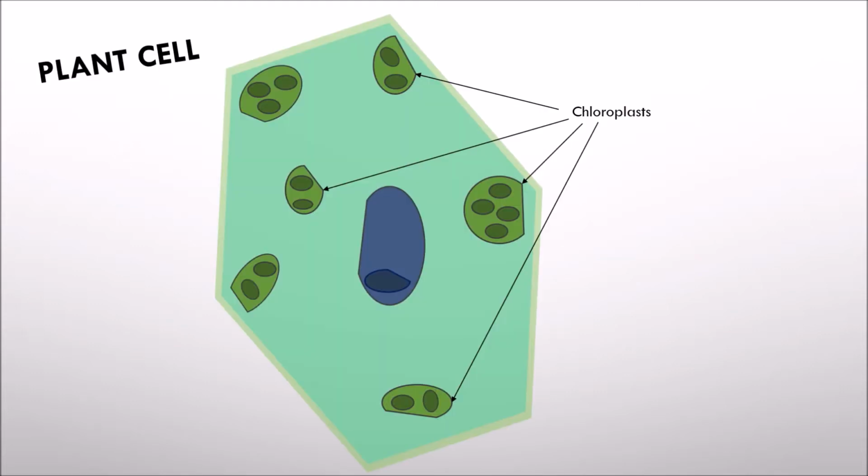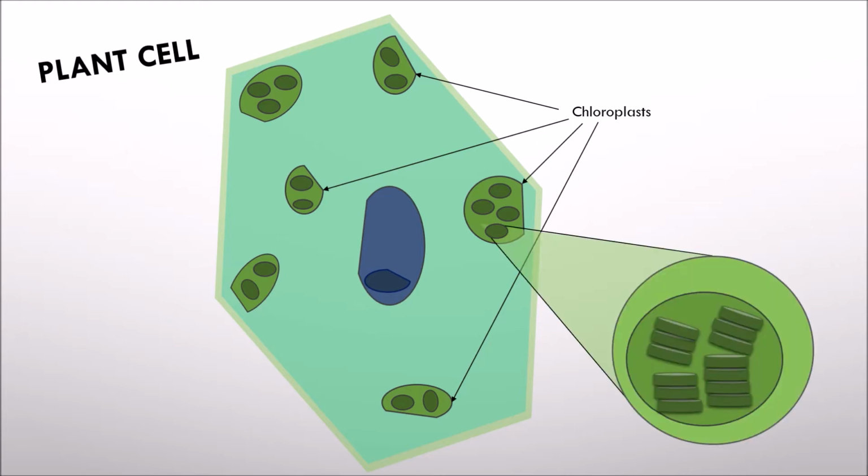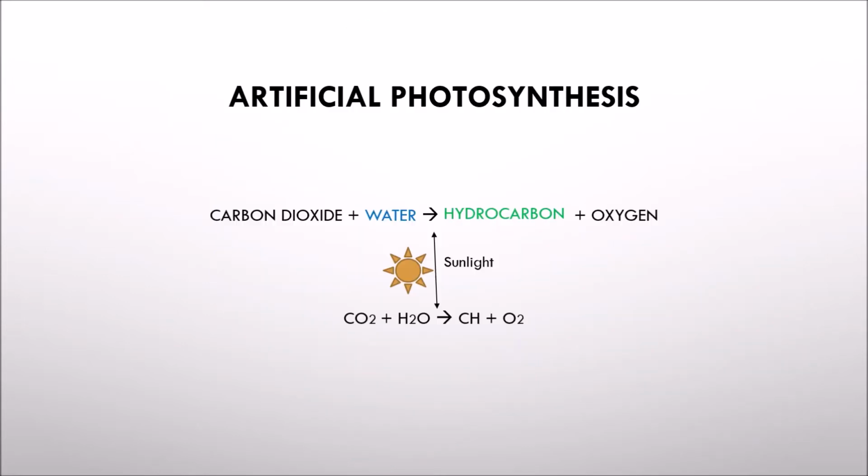The plant cell has small pockets in it where photosynthesis occurs. These are called chloroplasts, which contain even smaller green discs called thylakoids. This actually uses the water and carbon dioxide that it absorbs and turns it into sugar using sunlight. We, on the other hand, want to make fuels instead of sugars.